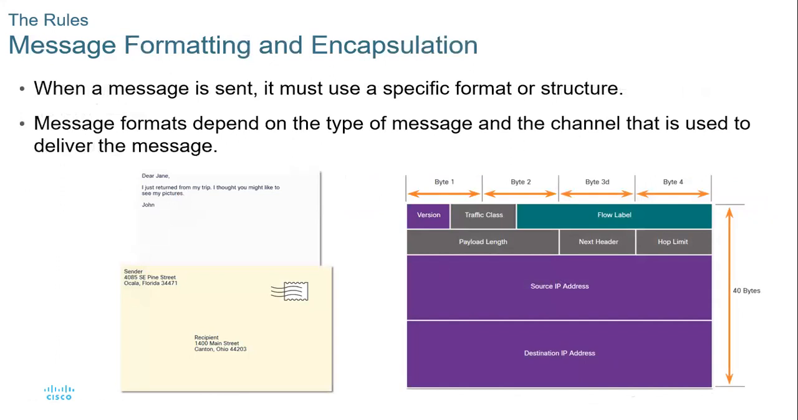Message formatting and encapsulation. When a message is sent, it must use a specific format or structure. Message formats depend on the type of message and the channel that is used to deliver the message. So here it is showing version, traffic class, flow label, payload length, next header, hop limit, source IP address, destination IP address. The IP address is 32 bits. This is also 32 bits. This diagram represents message formatting and encapsulation.